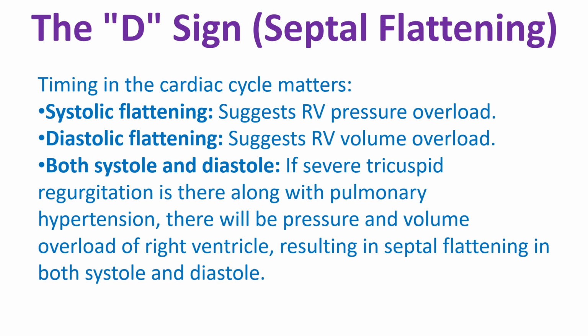Timing in cardiac cycle matters. Systolic flattening suggests RV pressure overload. Diastolic flattening suggests RV volume overload. Both systole and diastole, if severe tricuspid regurgitation is there along with pulmonary hypertension, there will be pressure and volume overload of the right ventricle, resulting in septal flattening in both systole and diastole.